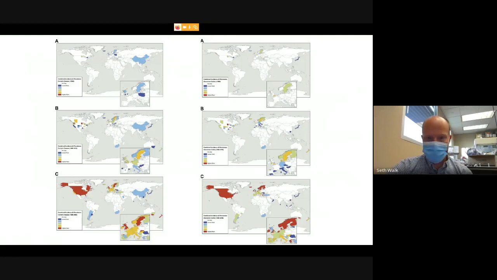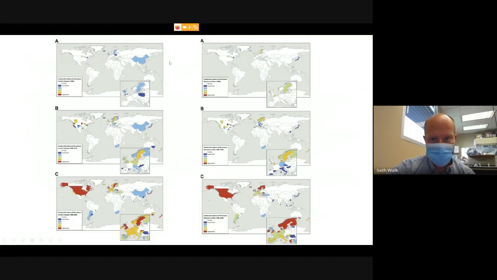But that said, if you look at the incidence of IBD, the two major types of IBD are Crohn's disease, and the Crohn's disease maps are shown over here on the left, and ulcerative colitis, and those maps are shown on the right. And these maps are such that the series A, B, and C are at different time points through the 20th century.